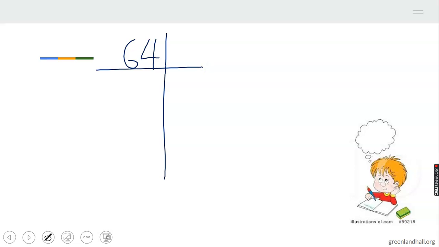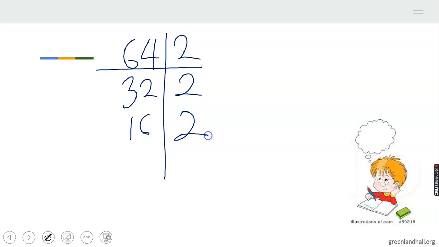Yep, I can do that here. 2 in 64, that will give me what? 32. 2 can go. 2 in 32, remember 2 and 3 is 1, and here is 16. 2 can go again. 2 in 16, 8. 2 can go. 2 in 8, 4.